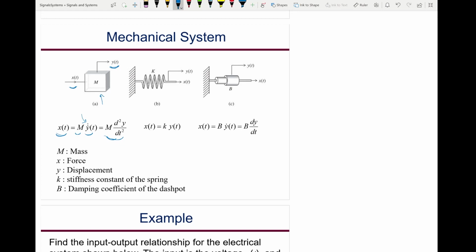Now for the spring, if there is a force x of t pulling the spring, then there is a displacement y of t. The spring will be longer. And k is the stiffness of the spring.